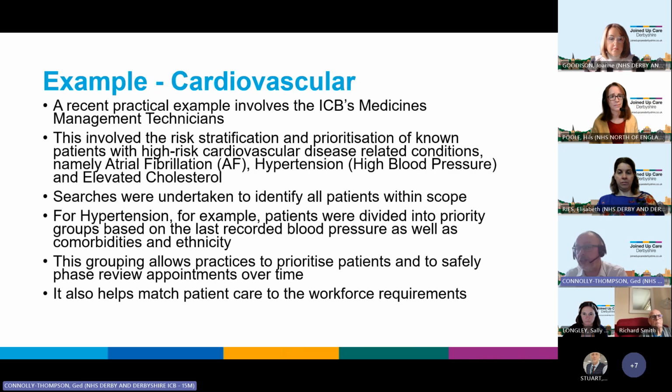And for a worked example, I'll ask Joanne to take us through this. So there's a worked example of how risk stratification has worked recently within the ICS.